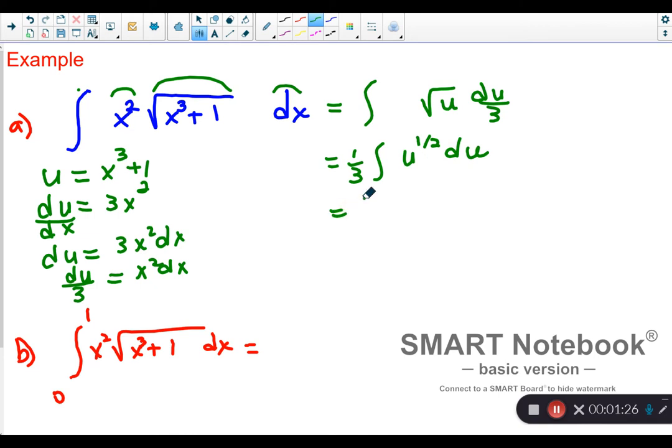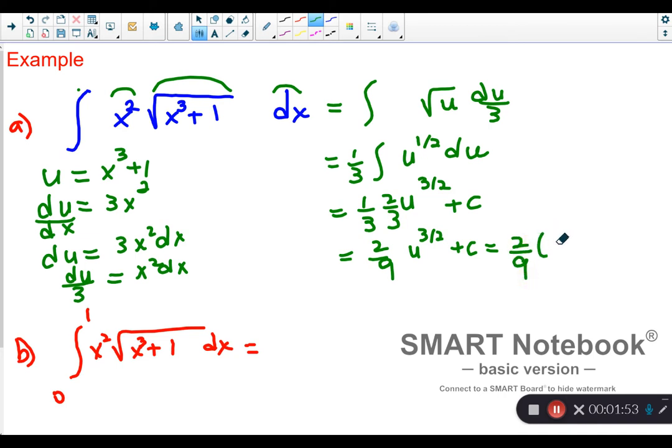So now I can anti-differentiate this much simpler looking integral. So it'll be u to the power of 3 over 2 divided by 3 over 2, or times 2/3. So now I have 2 over 9 times u to the power of 3 over 2 plus c, and as always I will replace the u back in terms of the quantity u in terms of x, which is x cubed plus 1. So we're going to have 2 over 9 times x cubed plus 1 to the power of 3 over 2 plus c.